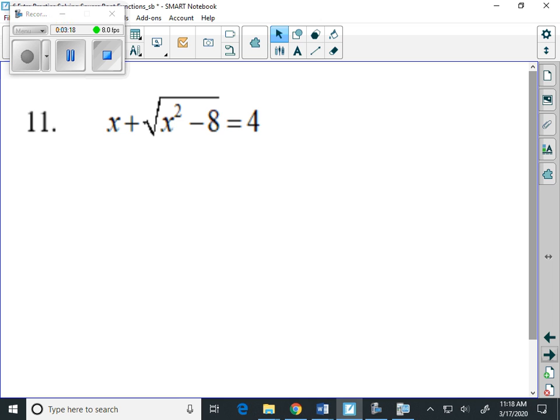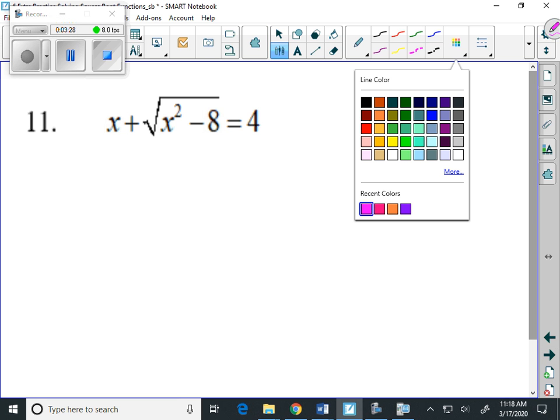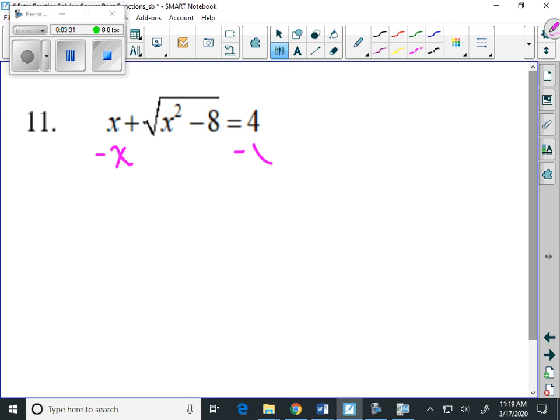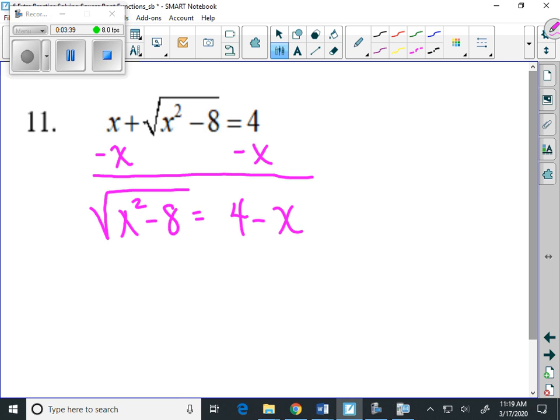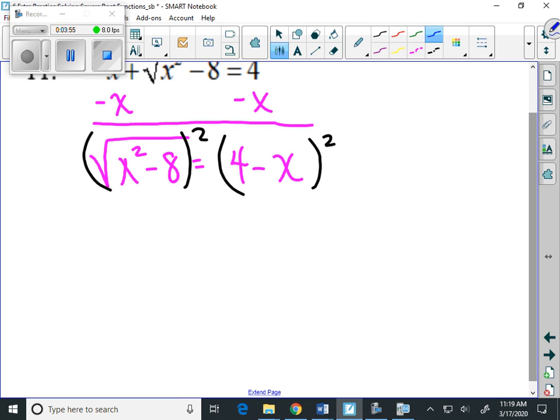As we finish our practice here, an interesting problem to finish. We'll start with isolating our square root by subtracting x from both sides. And we get x squared minus 8 equals 4 minus x. Square root's isolated. Now we're going to square both sides. But remember, squaring means multiplying by itself.